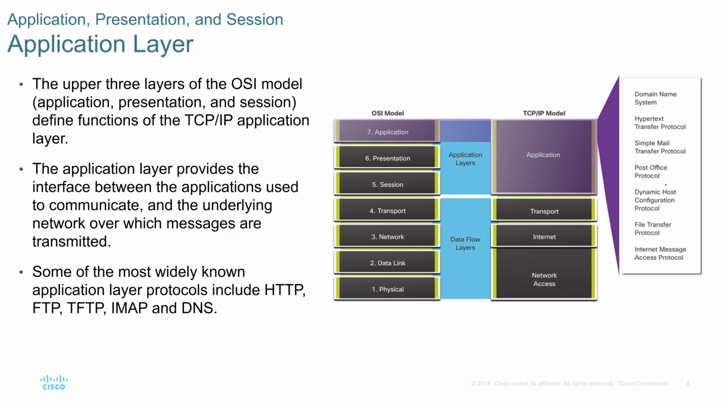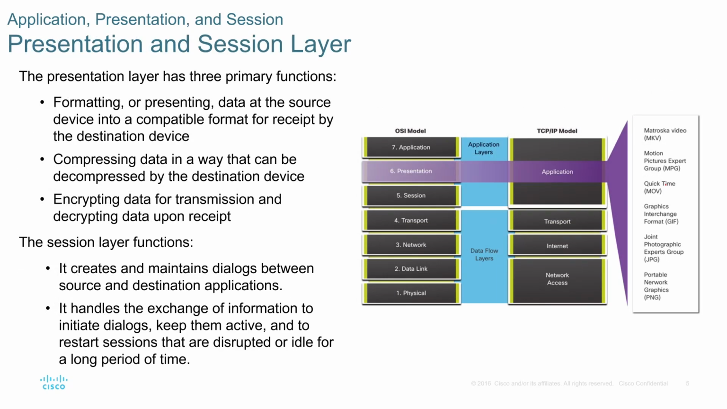The application layer mainly provides us with the interface to go between our programs running in an operating system and the network connection. The presentation layer has three primary functions. It formats how we present the data. Is the data going to be encrypted? Is it going to be compressed? Anything about how we present the actual data.